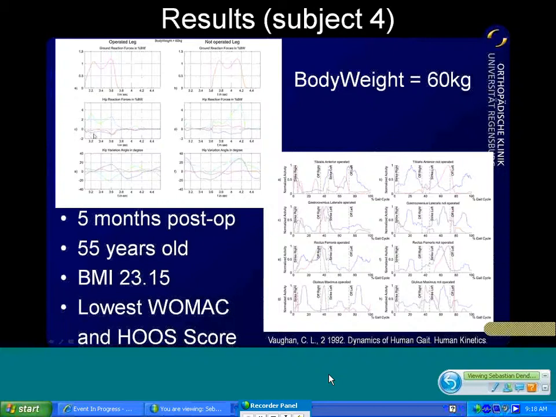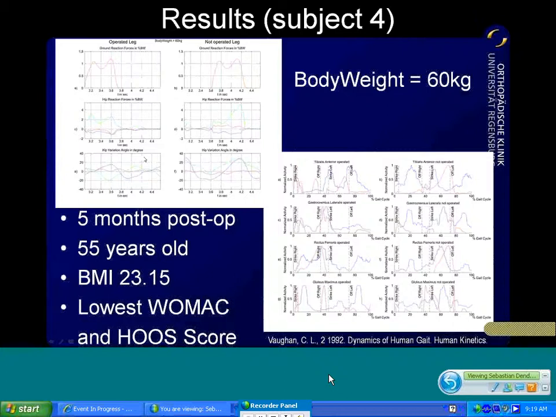Here we can see the green line represents the proximal distal hip reaction force, the blue line represents the anterior-posterior hip reaction force, and the red line represents the mediolateral hip reaction force. Down here we have the hip variation angle in degrees, where the blue line represents the flexion angle, the red line represents the abduction angle, and the green line represents the rotation angle.